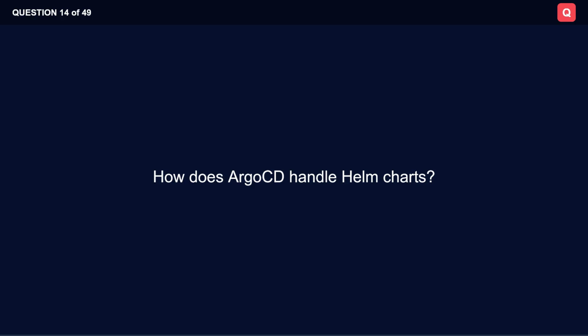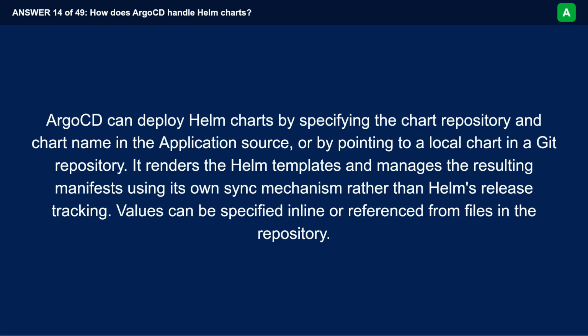How does ArgoCD handle Helm charts? ArgoCD can deploy Helm charts by specifying the chart repository and chart name in the application source, or by pointing to a local chart in a Git repository. It renders the Helm templates and manages the resulting manifests using its own sync mechanism rather than Helm's release tracking. Values can be specified inline or referenced from files in the repository.